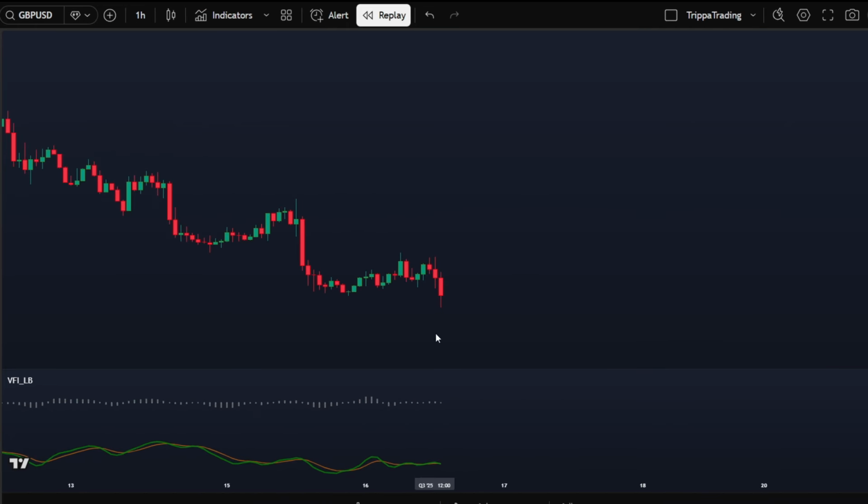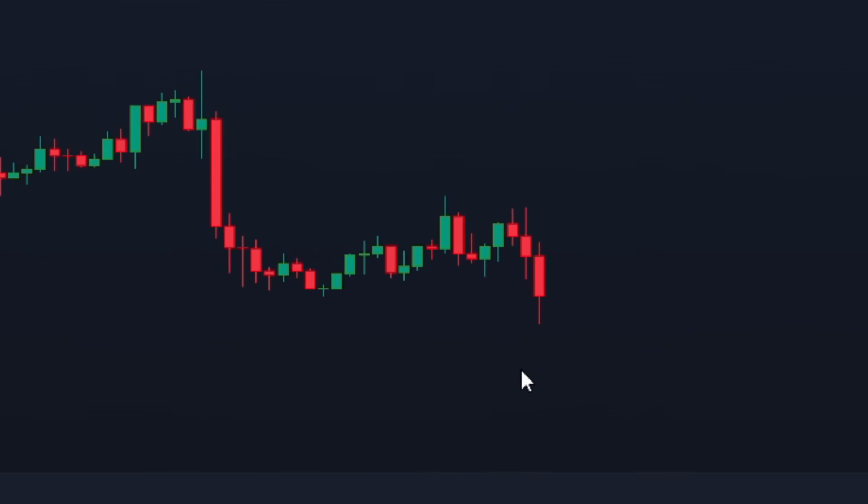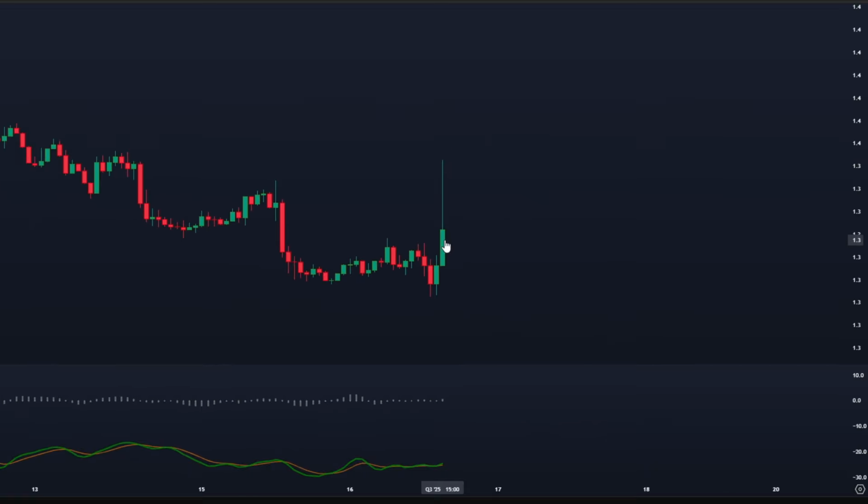But even here, I do nothing yet. I don't buy just because I see divergence. I mark the last lower high of the downtrend and wait. As I continue the replay, price starts moving up and eventually breaks above that marked level and closes above it. That is the structure break. That tells me the downtrend is no longer intact.